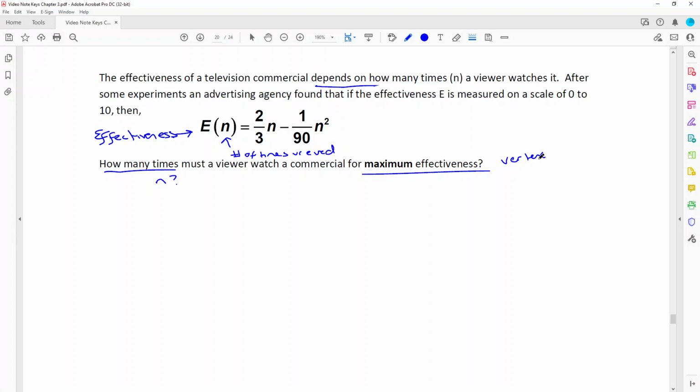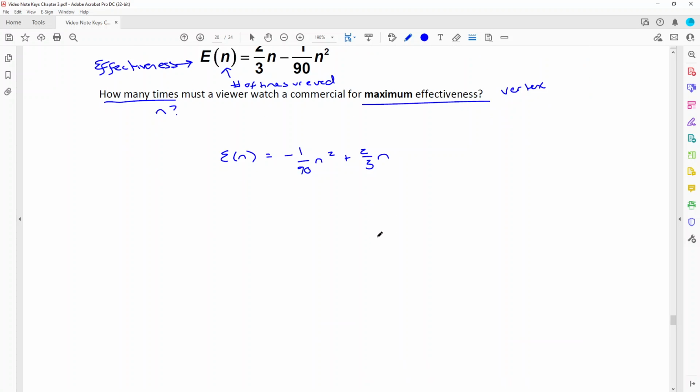Vertex. So all these application questions have been vertex questions. I mean, they're in section 3.3, right? So here we go. First thing I'm going to do is write it in descending order of power. So I'm going to put -1/90th n squared plus 2/3 n. And now I need to find the vertex.